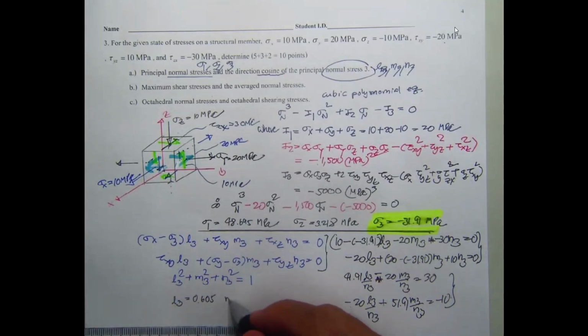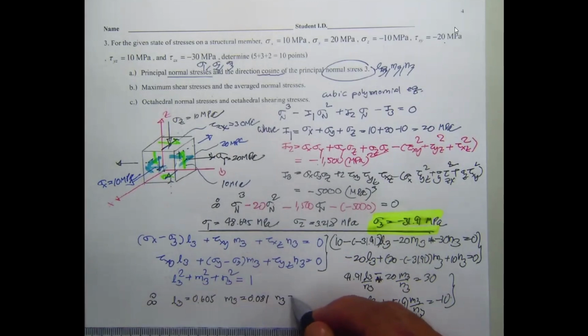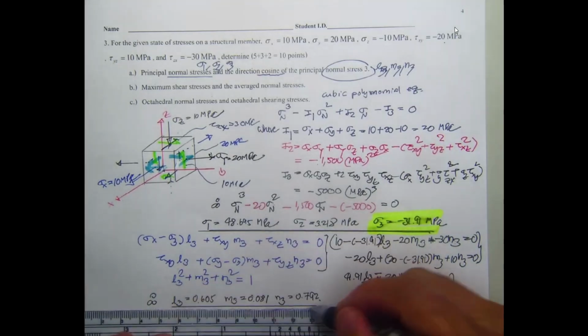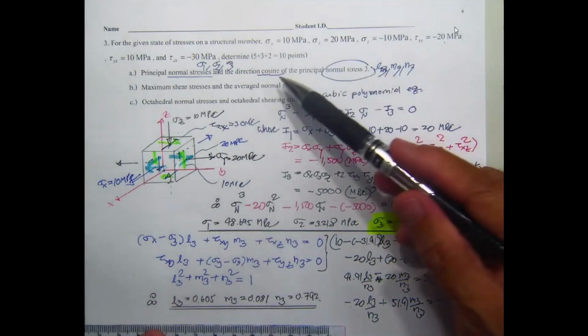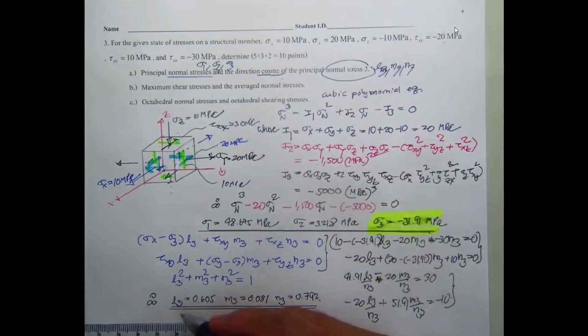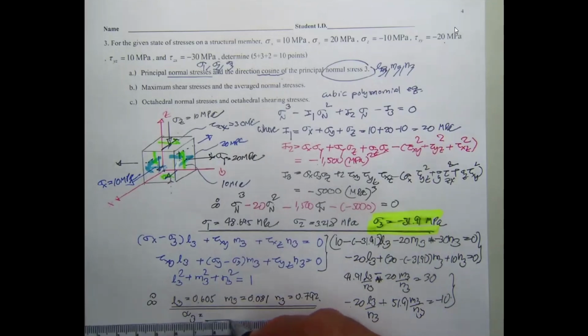And then M3 is 0.081. And then the last one, N3, is 0.792. Okay, that's going to be the result. This is going to be the coordinate direction cosine. Can you determine alpha 3 equal to degree?